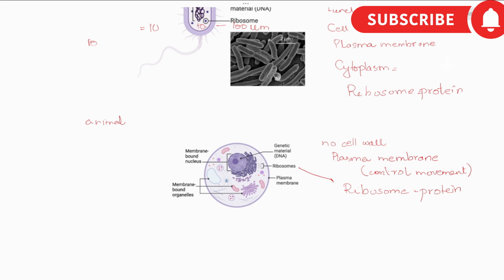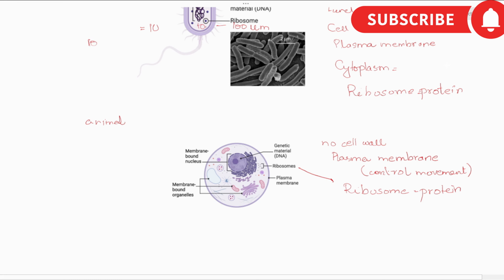Okay. Let's talk about the cytoplasm. We have discussed the plasma membrane, what it is and how it controls the movement in and out of the cell. We discussed the function, but we haven't discussed what it is made up of. It is made up of a phospholipid bilayer.